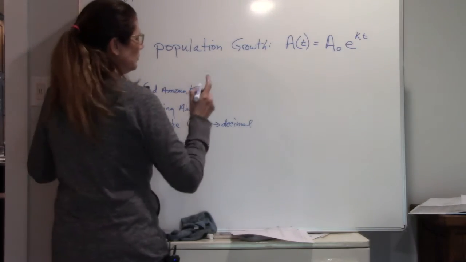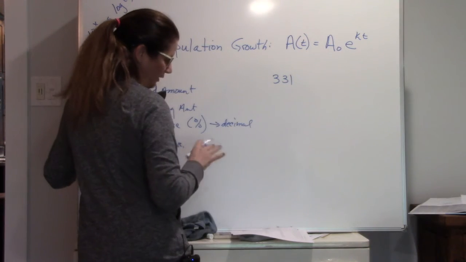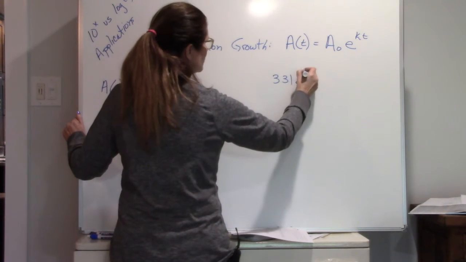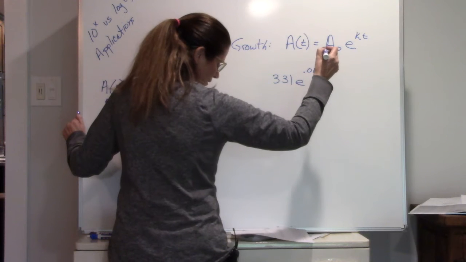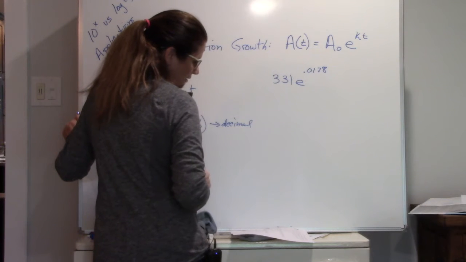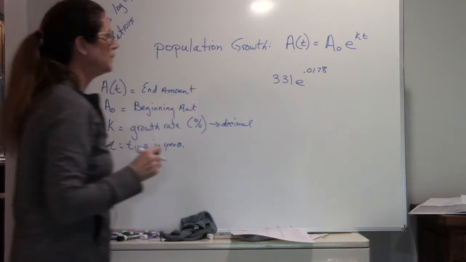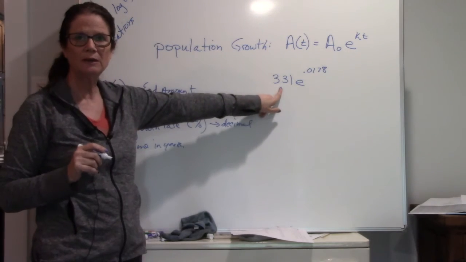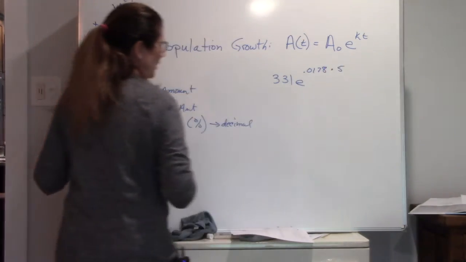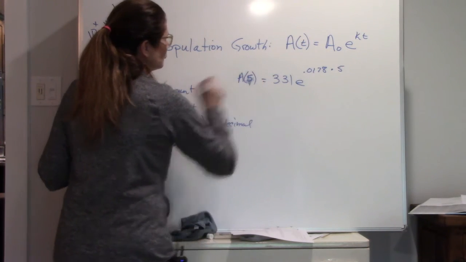All right, so remember our beginning amount was 331 million. We don't need all the zeros. Our rate is 1.78%, so 0.0178. And they want to know what is the expected population of the U.S. in 2025. Because this number is based on 2020, 5 years from now is what we're looking for. So our time is 5. And we want to know the ending amount after 5 years.